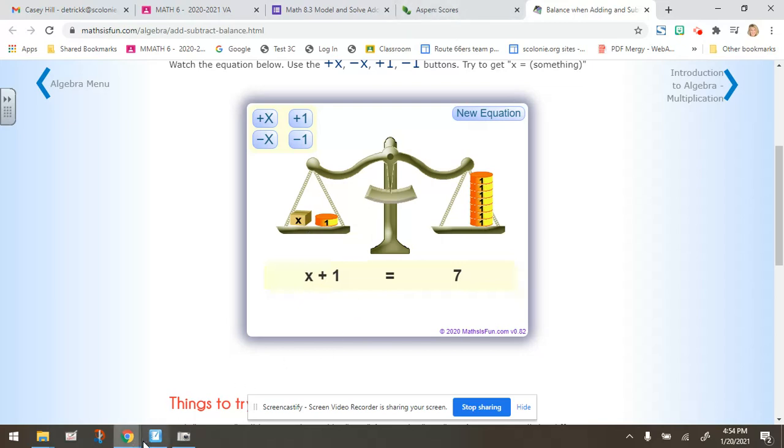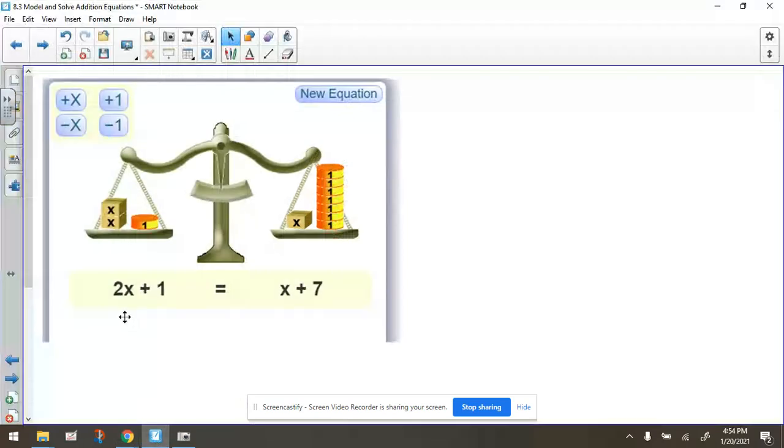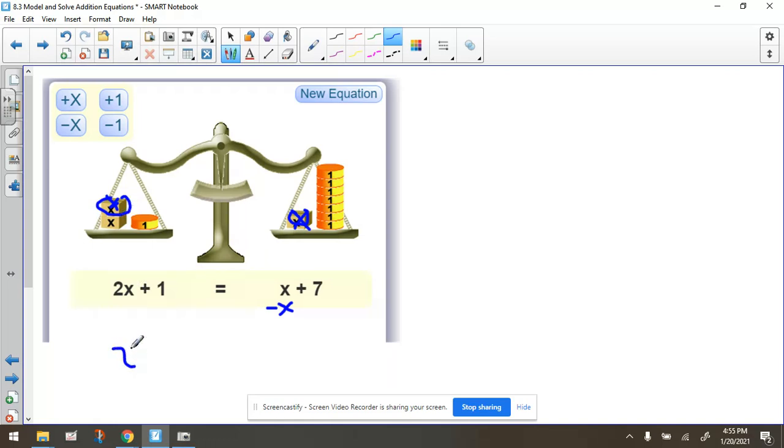So let's look at how we would do that on paper. We basically took this x away, right here. We took that off, and we had to take that off. This is gone, and this is gone. So what are we left with? We're left with, instead of having 2x over here, now we just have x. We still have the plus 1. And over here, what do we have? We still have the 7.